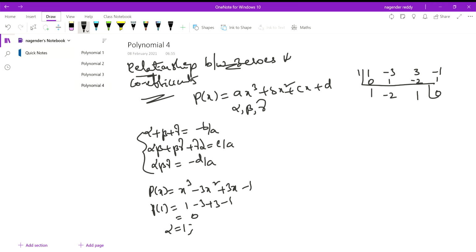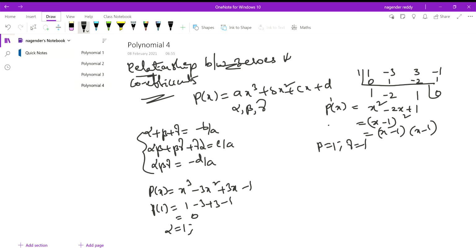So now take the polynomial p of x, let me take p dash like that. P dash of x is equal to x square, because for x cube we already got 1, then it will become x square minus 2x plus 1. We know that this is x minus 1 whole square. Let me write p of x directly: x minus 1 into x minus 1. Then all the roots are equal. Then I'll take beta equals 1 and gamma equals 1.